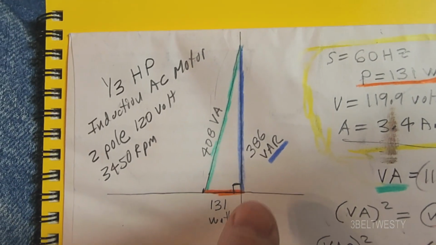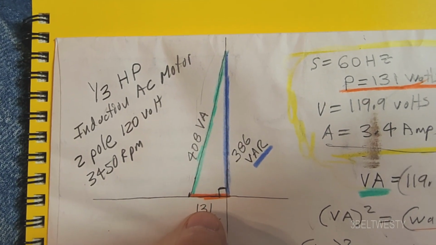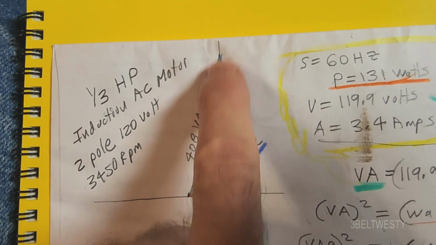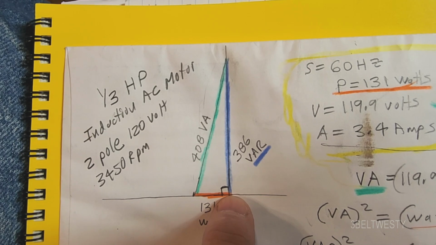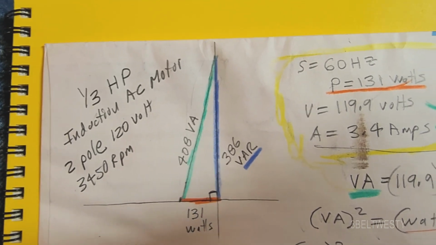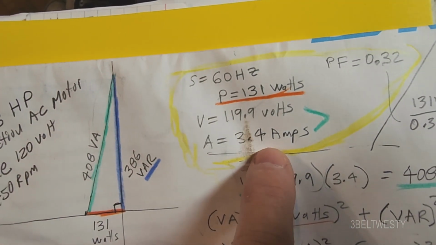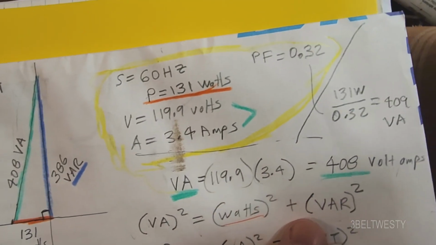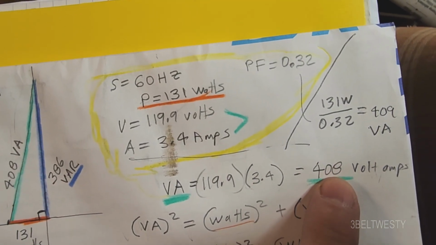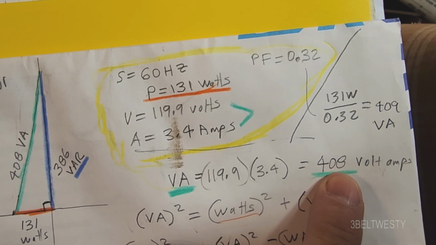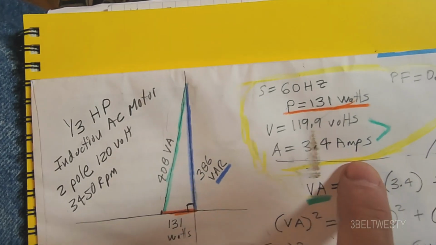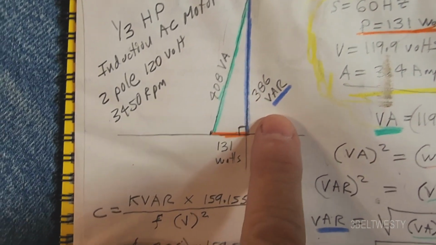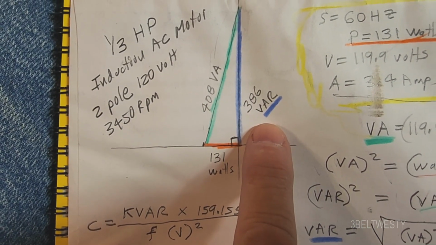Now, because it's running no load and you've got a big reactive component here, because it's an induction motor, got all the coil in there. So if you take the actual number of amps times the number of volts, that product here is 408 volt amperes. So you've got to have a lot of amps that are really not in phase. And this is called the volts amps reactive, which I'm going to calculate.